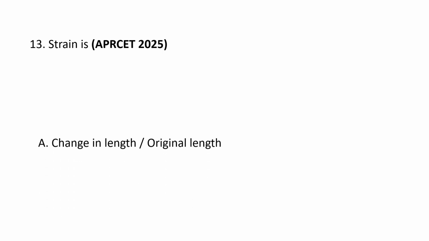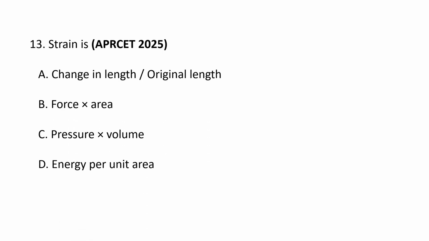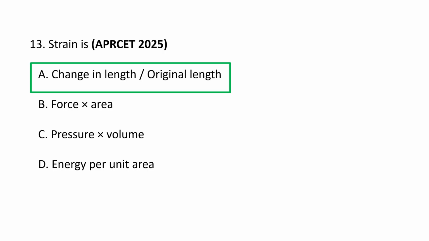Next question. Strain is A. Change in length by original length, B. Force multiplied by area, C. Pressure multiplied by volume, and D. Energy per unit area. Strain is change in length by original length. It is calculated as the ratio of the change in a dimension like length or volume to the original dimension. For example, longitudinal strain is the change in length divided by the original length. Strain is a dimensionless quantity, meaning it has no units.